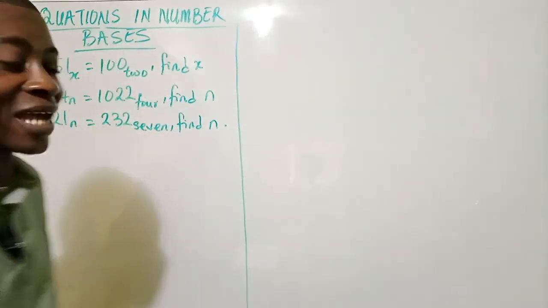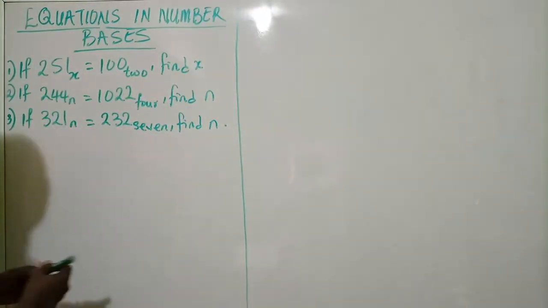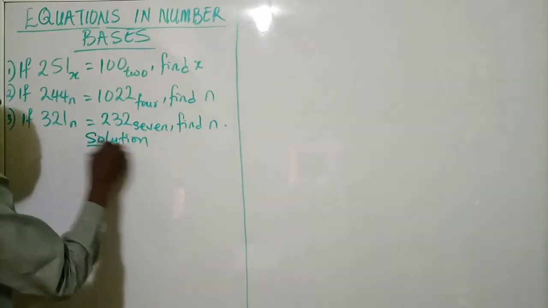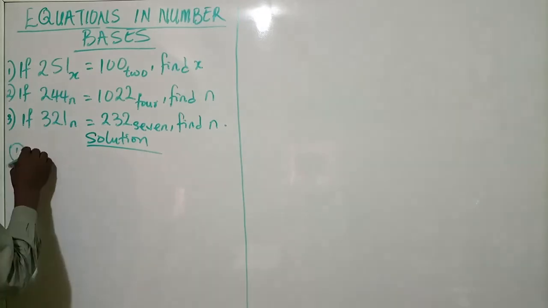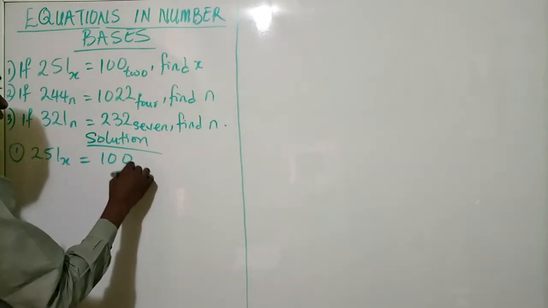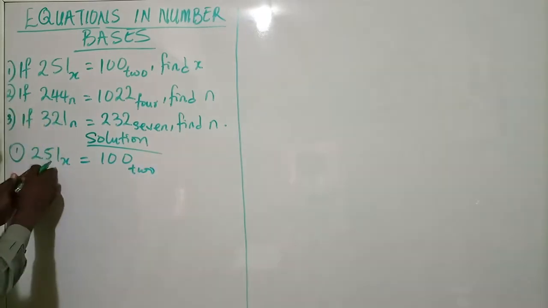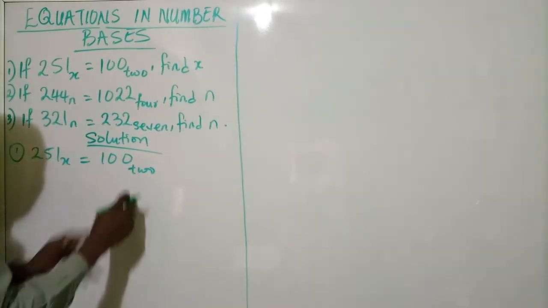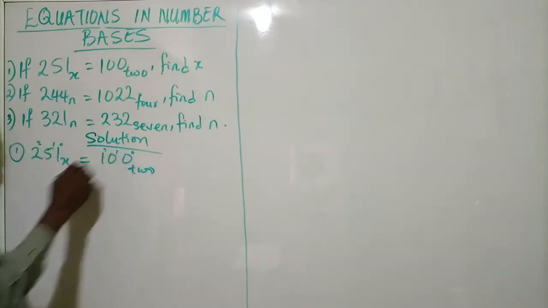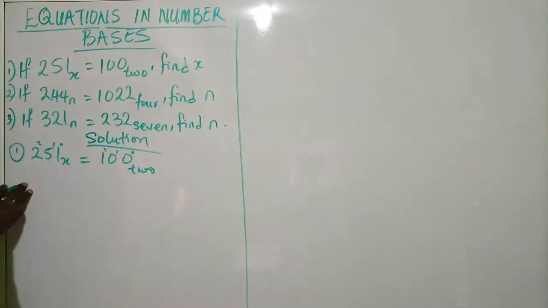Now let's apply that, because it's actually very simple. So we'll go now, write solution. Take the first one: 251 in base x is equal to 100 in base 2. So we're going to change this to base 10. The place values are 0, 1, 2 for this one, and 0, 1, 2 for this one. Let me see if I can manage the space for it.